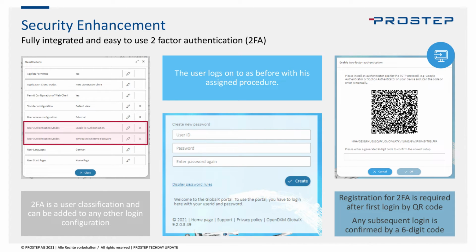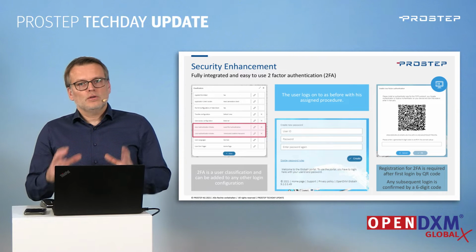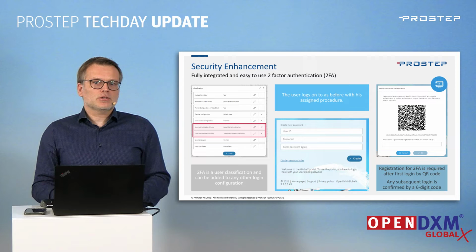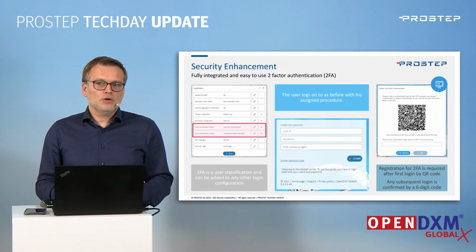The next block I would like to look at is improvements in security. You know that OpenDXM GlobalX has been using various methods for user authentication. LDAP Active Directory can be used, as well as local user administration. OpenDXM GlobalX can be coupled with OpenID Connect servers. We have the possibility to use portal authentication services as well. All of these things are possible today already. What is new is that all of these methods can be combined with two-factor authentication, which is now fully integrated in OpenDXM GlobalX.